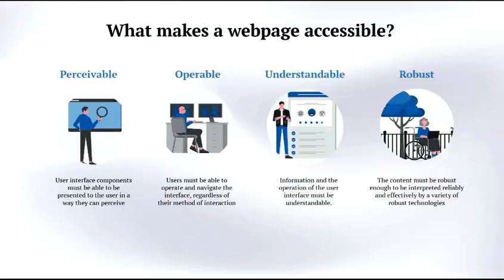Cool then. Let us start with seeing what really makes a web page accessible. There are 4 principles, and they're commonly called the POUR, P-O-U-R rule. P means perceivable. It means that anyone who is looking at your content should be able to detect and experience the content well.